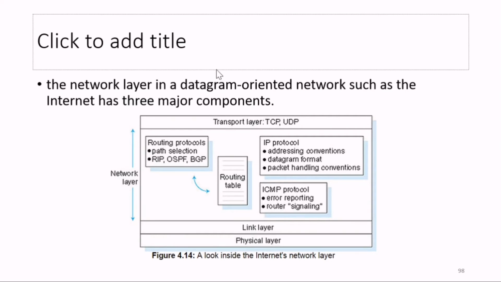The second component is the routing table, which is a database where the results calculated by the routing algorithm are stored. And the last component is the IP protocol and ICMP protocol. The IP protocol defines the addressing convention and also the datagram format, and the ICMP protocol is for error reporting.